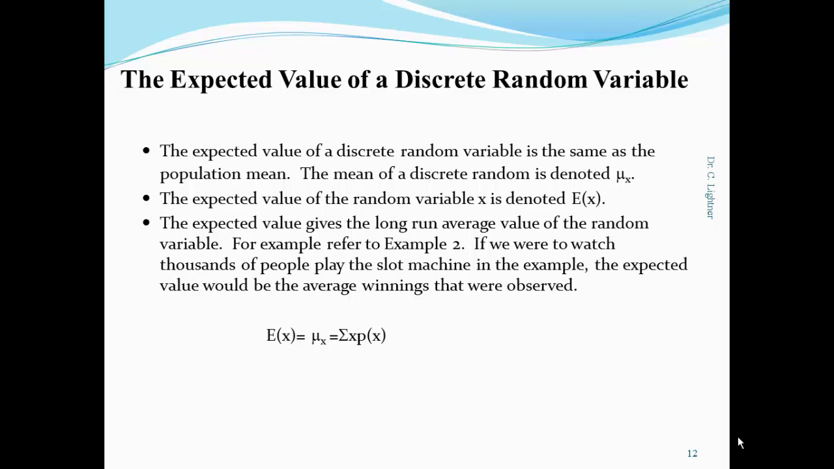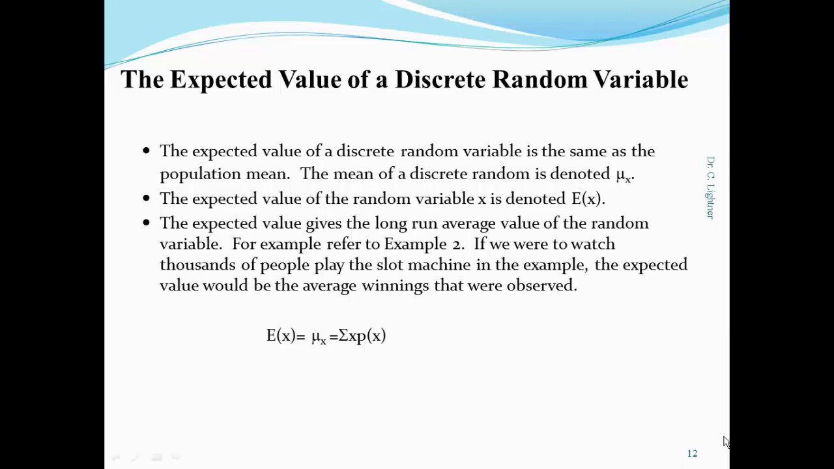However, with a discrete random variable, you are not given all of the values in the population. Instead, you are given how the values are distributed throughout the population via a probability distribution function. The expected value of a random variable x is denoted E of x. The expected value gives the long-run average value of the random variable.